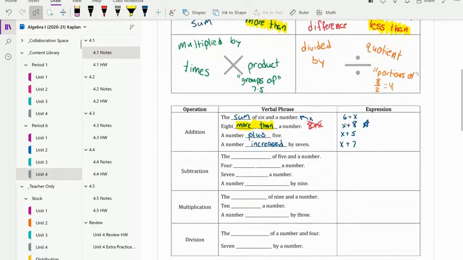So now we're talking about subtraction. So we've got the difference. Just like sum means plus, the difference of 5 and a number, right? So if you see the difference of two things, right, you're talking about, well, again, difference is subtraction, and it's between 5 and a number, so just go in order. So it's the 5 minus the number, right?